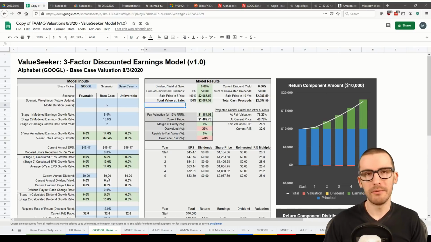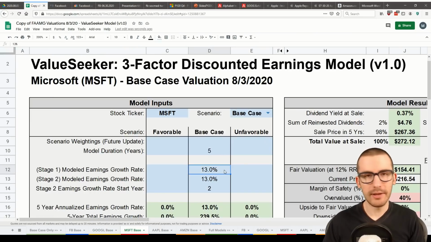So when comparing Google and Facebook, of the two at least right now, I think Facebook is arguably the better value. However, I do own both in my own portfolio and plan to continue to hold them for many years. Next, let's take a look at Microsoft.